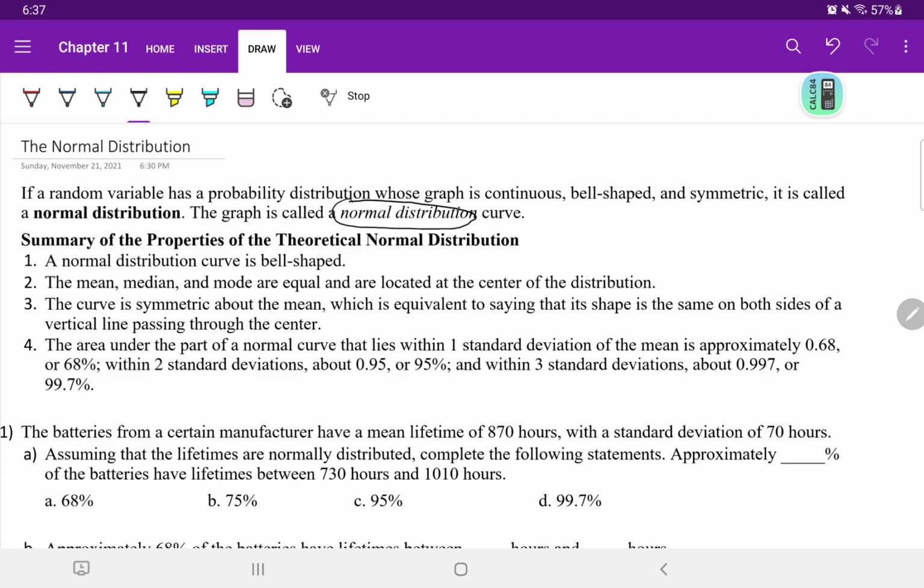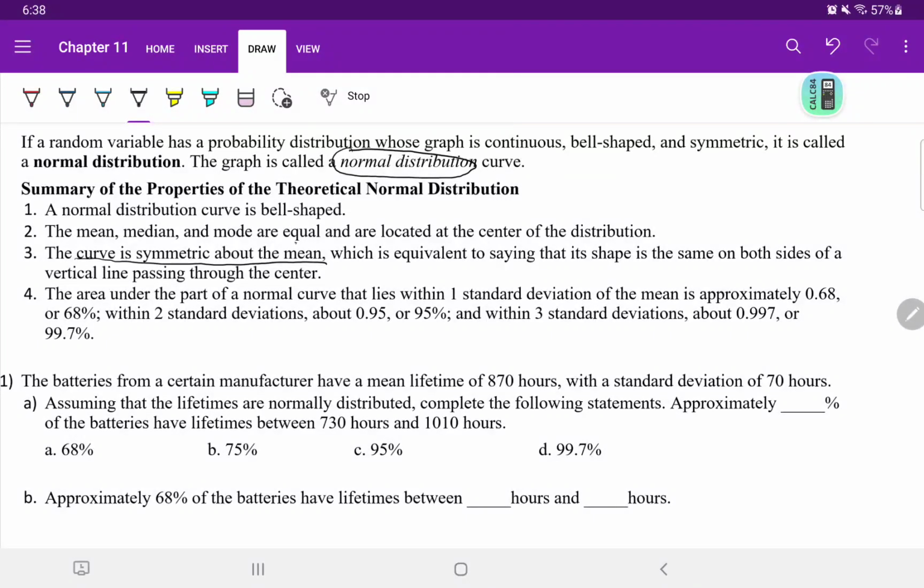Now, another thing that we need to know is that the curve is symmetric about the mean, which is equivalent to saying that its shape is the same on both sides of a vertical line passing through the center. And remember, it uses the word mean. The curve is symmetric about the mean. Now, remember from the measures of variation, the standard deviation is the average distance between each data value and the mean. Therefore, we will be using the standard deviation along with the mean, along with probability when we are drawing a standard normal distribution curve.